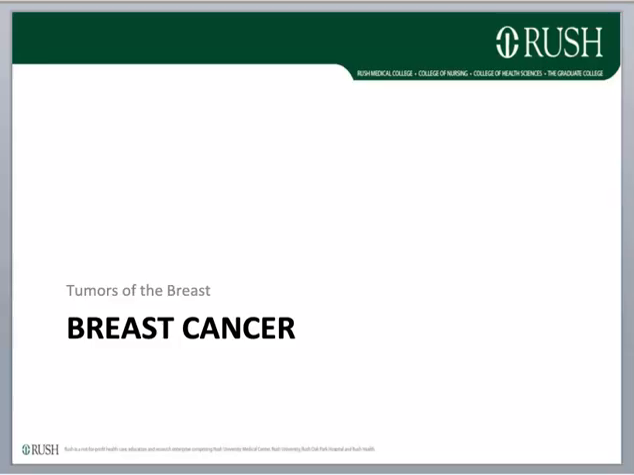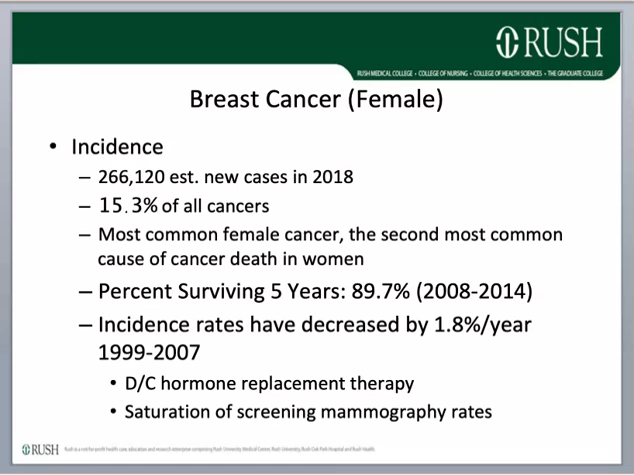All right, the rest of this presentation will deal with breast cancer itself. So the incidence rates of breast cancer were about 266,120 new cases in 2018. This represents about 15.3% of all cancers. It's the most common female cancer and the second most common cause of cancer death.